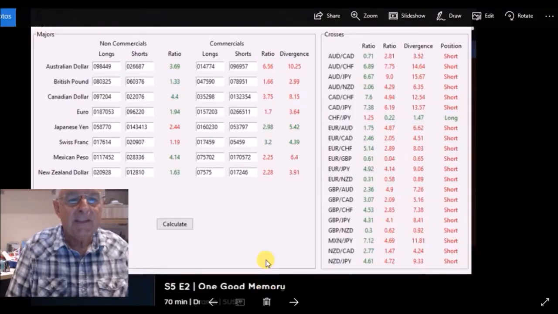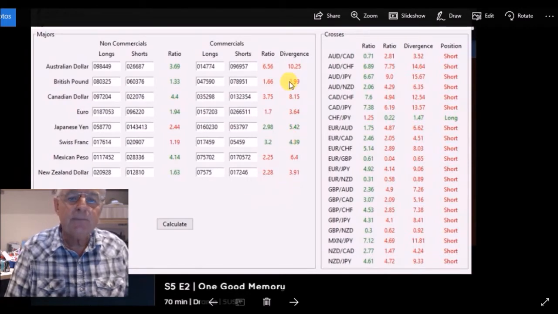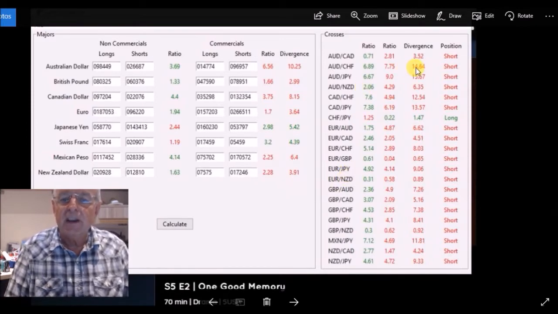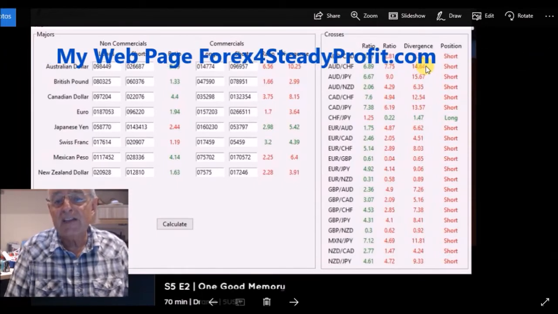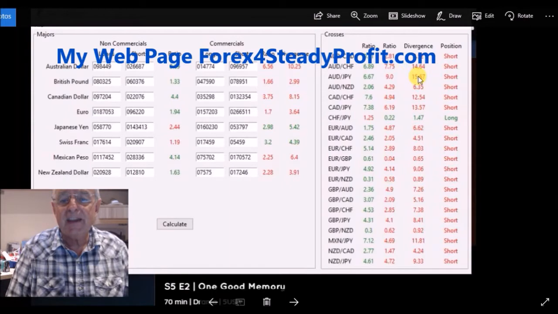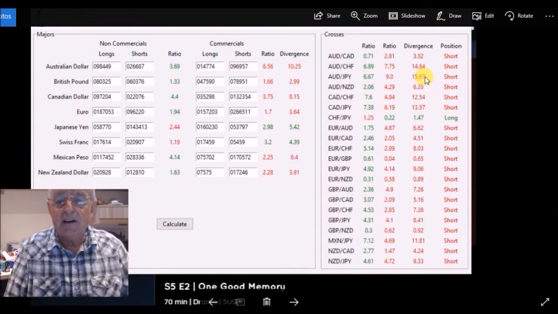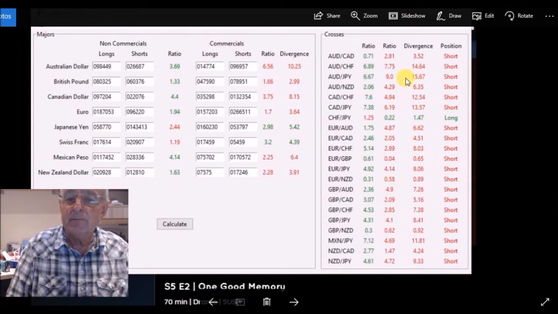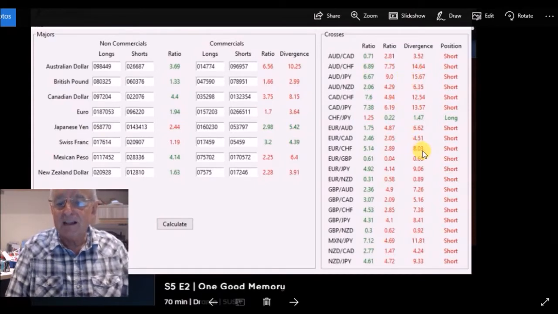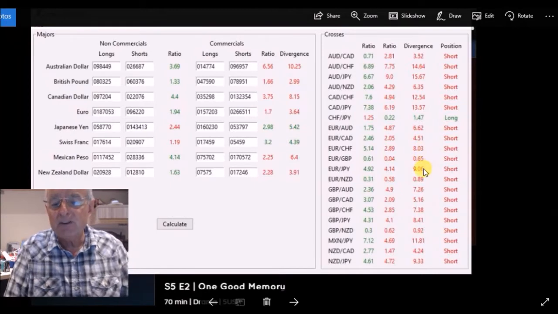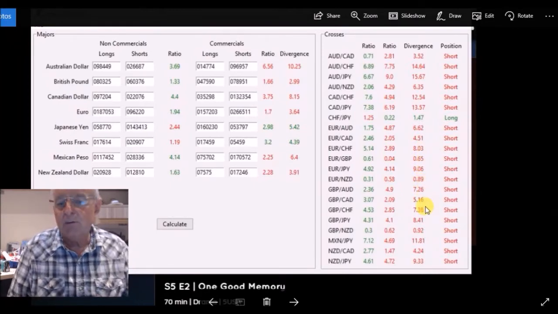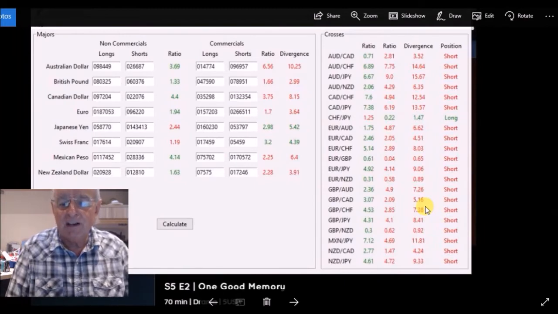Last bit of information, this is Ludwig's divergence calculator, and it works really well. This helps us with the crosses. These are the currencies against the US dollar, and here we have the crosses calculated, and it gives us a divergence value between the commercials and the non-commercials, and it shows some of the pairs that are of more interest than others. A very useful tool, only available on the Members Centre. The pairs that are of most interest we do feature on the video on the Members Centre every day, so you get a daily video on those.